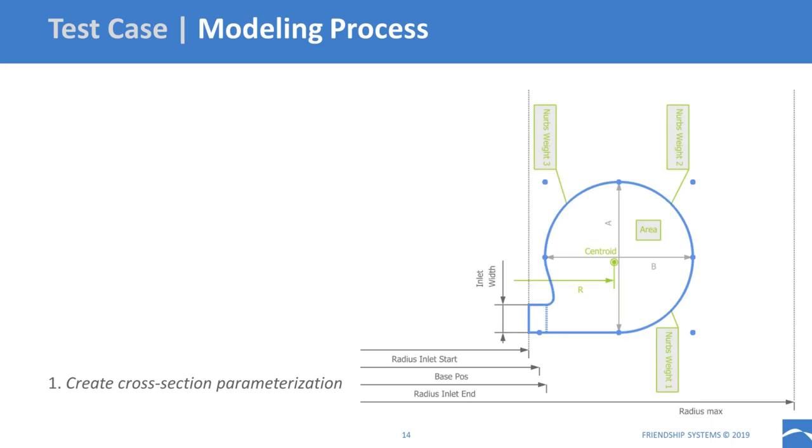So this is the actual cross-section that we used for this compressor volute. You can see several parameters described here in the picture. So this is our first step. We parametrize the cross-section, and this parametrization is basically used as a template to create cross-sections in any angular position around the circumference of the volute.